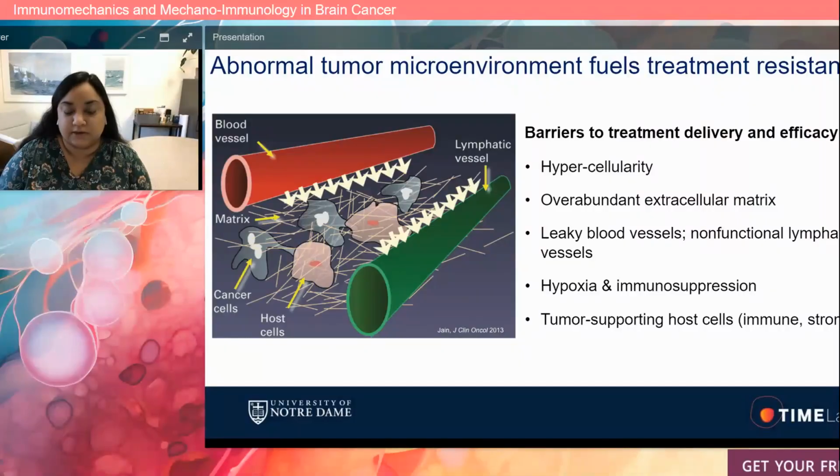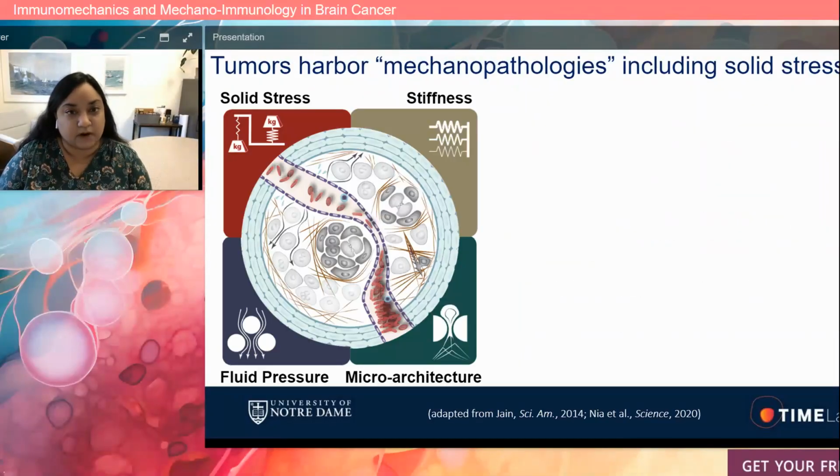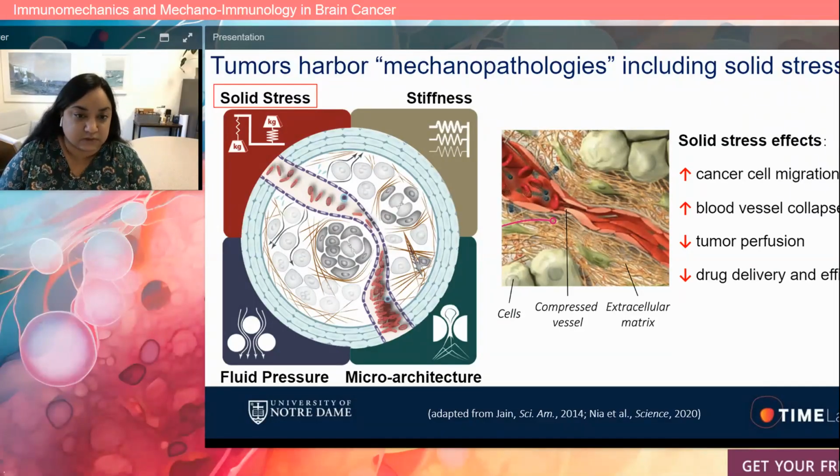Now, these are all essentially biochemical in nature, but the tumor microenvironment also has mechanical or biophysical abnormalities, including properties such as tissue stiffness or tissue microarchitecture that the cells have to navigate through as they grow and spread, but also mechanical forces, including fluid pressure, which is a result of that leaky tumor vasculature, and a force that we refer to as solid stress. The reason that we call it solid stress is because it is derived and transmitted by the solid components of tumors, including cells and the extracellular matrix that they put down.